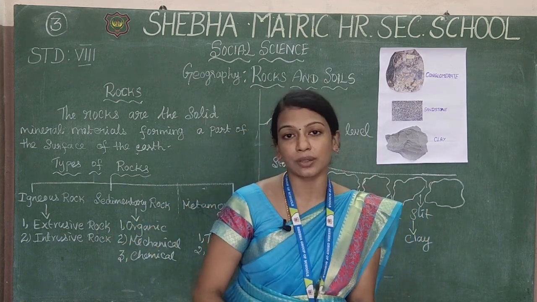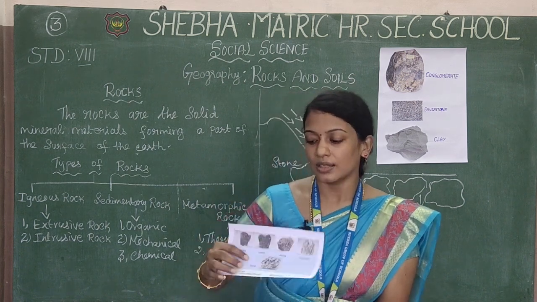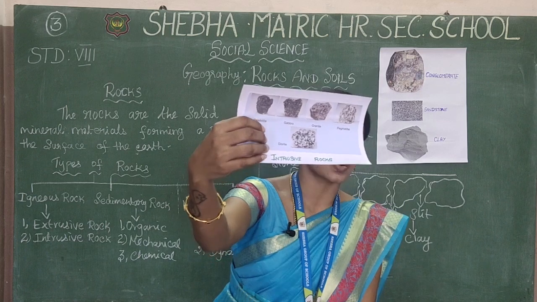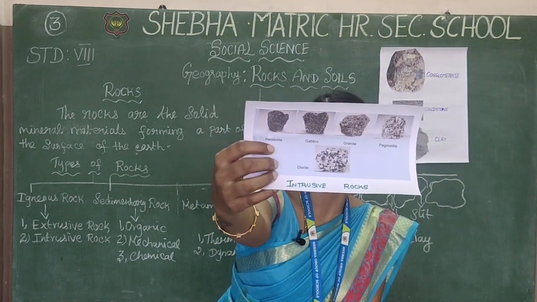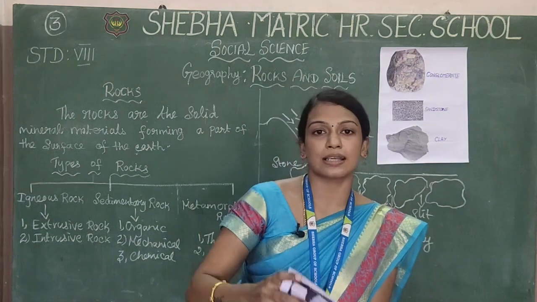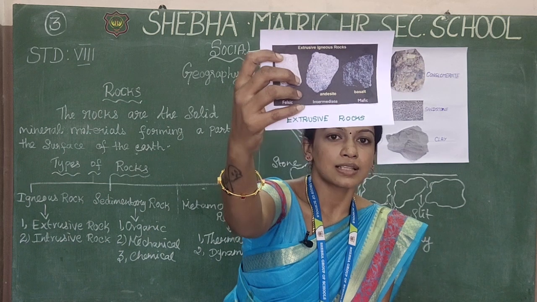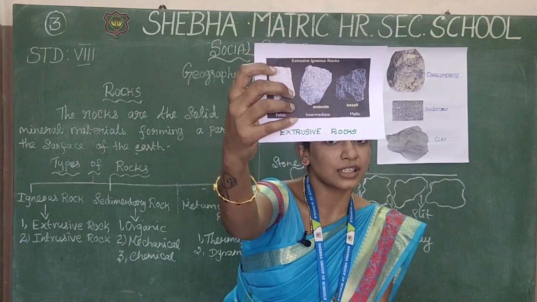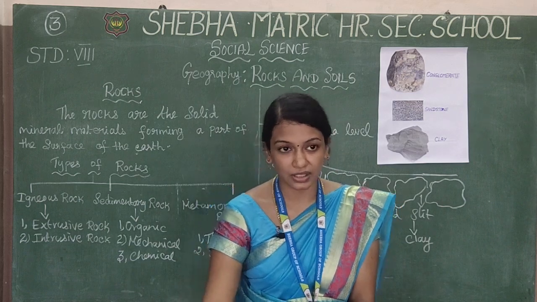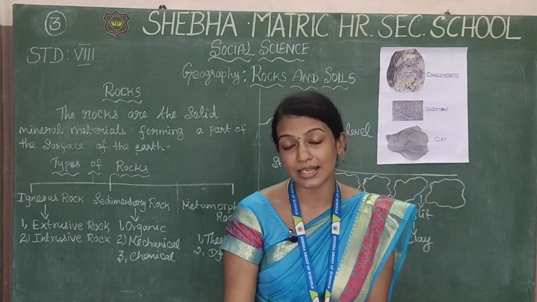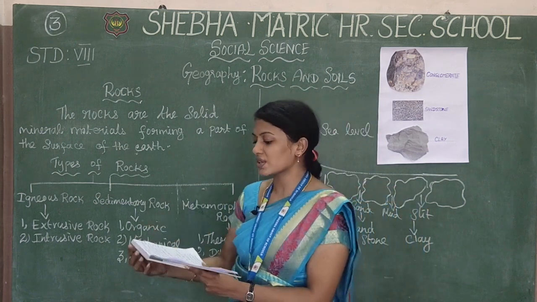Before that I will show you pictures of the intrusive and extrusive igneous rocks. This is called an intrusive igneous rock. Can you see this? This is an intrusive igneous rock, and this is an extrusive igneous rock. There are two types of rocks. So these are the two types of igneous rock. Now I will explain what igneous extrusive and intrusive rocks are. First, extrusive rocks.